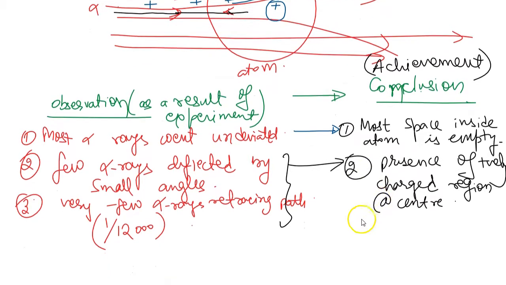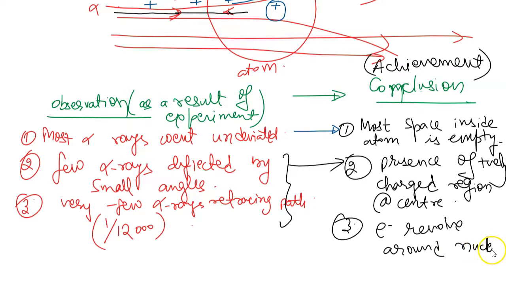So he was also able to successfully state that electrons revolve around nucleus, because all the positive charges are present at the core or at the center. So the remaining negative charge will be around the nucleus, okay, right?